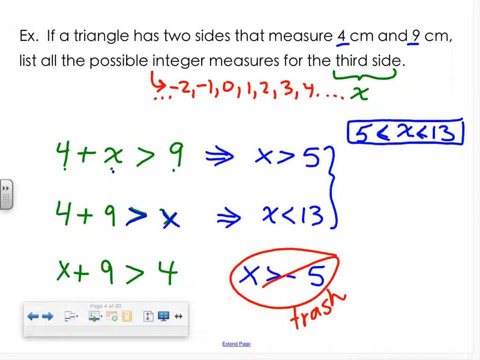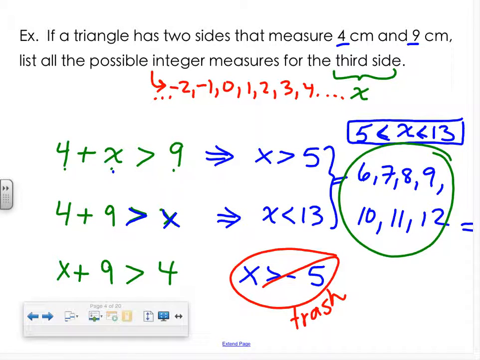So my possible integer measures would be 6, 7, 8, 9, 10, 11, and 12. And notice how I don't include 13 and I don't include 5. And so this is the final answer, these values. Any combination of, like, 6 and 4 and 9, any combination of 2 will be greater than the third.